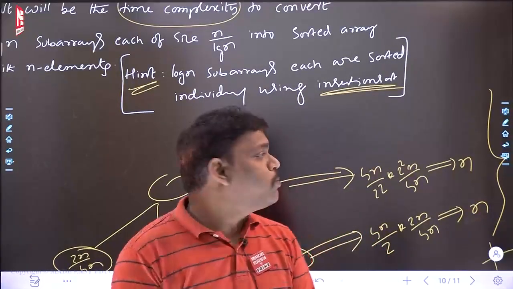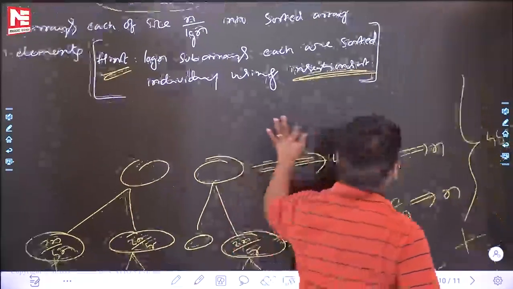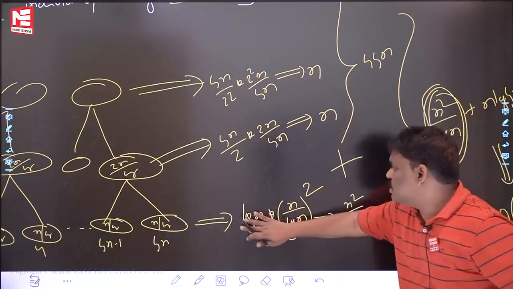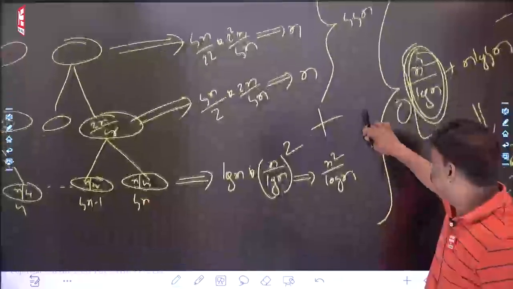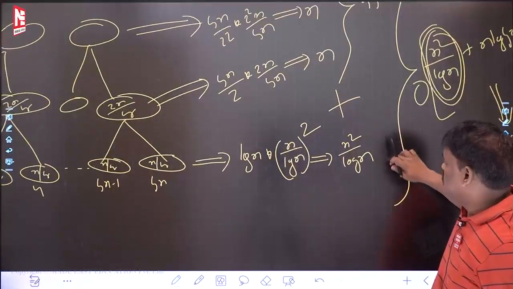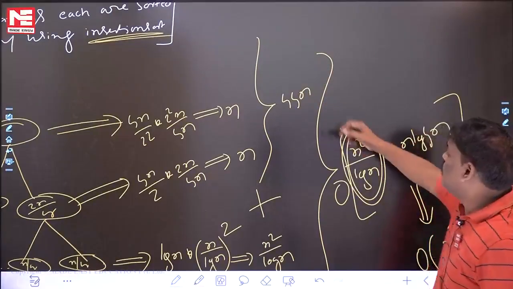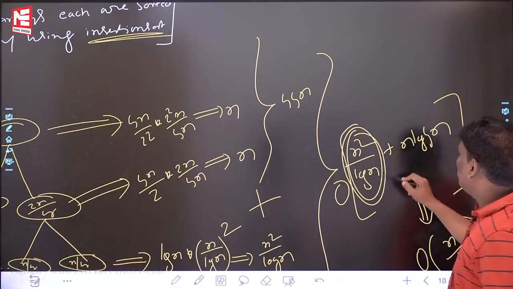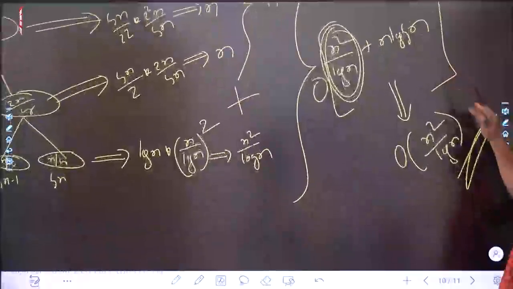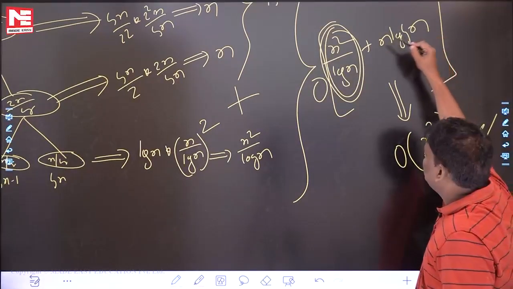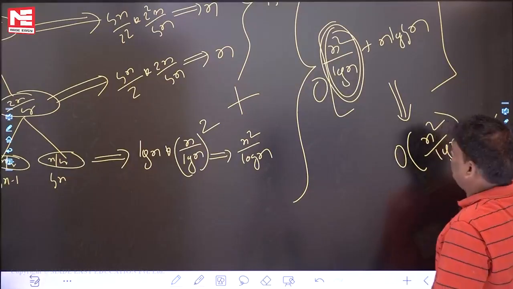So for this problem, the final answer is just to add. Just add the bottom level cost, this one. If you see the simplification, this is the bottom level cost. The remaining levels are n log n. You know this already. N square by log n plus n log n. Finally, n square by log n. Whichever is bigger is the answer. It is n into log n, but it is going to be n square by log n.